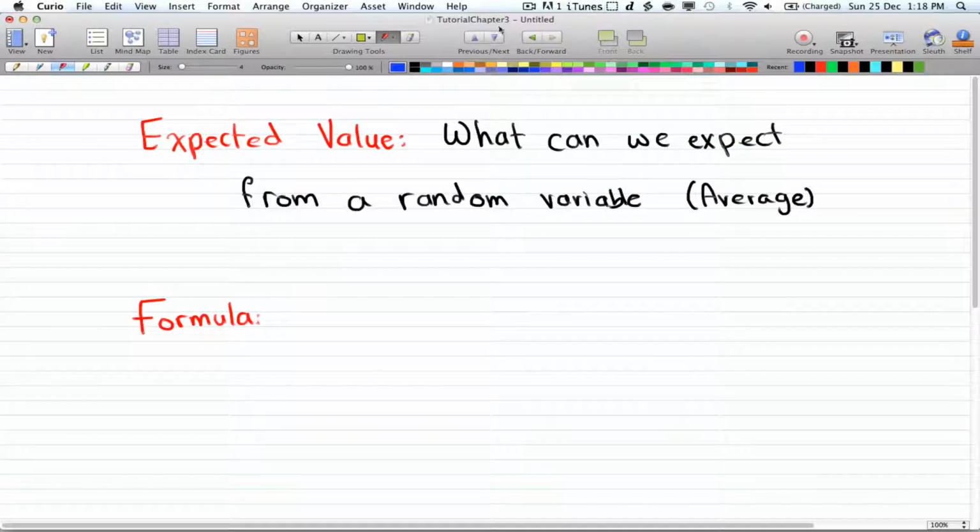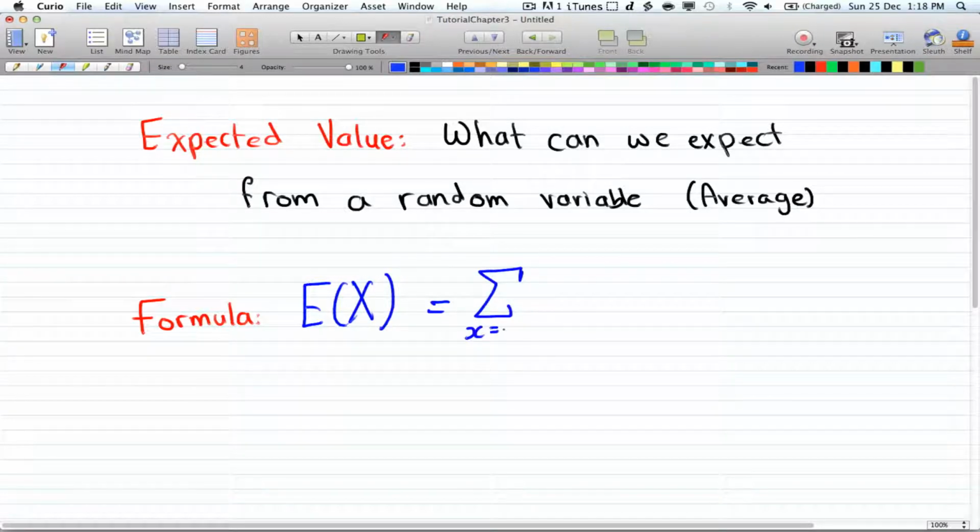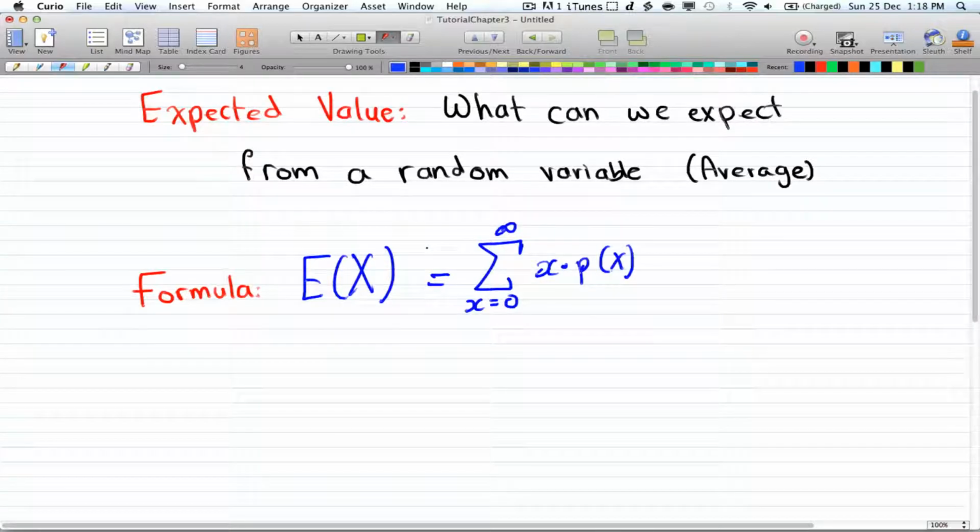Now I'm going to talk about expected values. That is, what can we expect from a random variable? After a couple of runs, what can we expect from it? The formula is E of x, this is how you write the expected value of x, is equal to the sum over all values of x, 0 to infinity, of x times p of x. And p of x is just the formula that you're given, so p of x is f of x. We're going to see this in the next example.